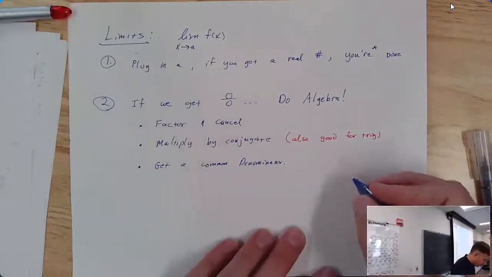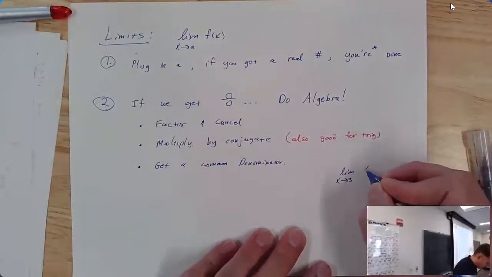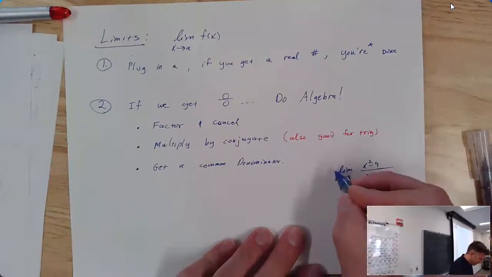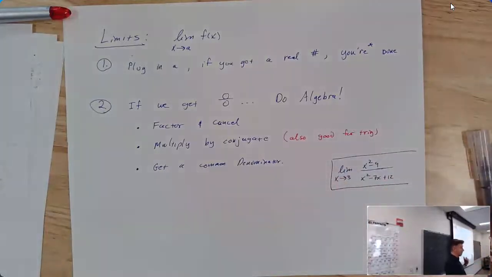For example, if you have the limit as x approaches 3 of x squared minus 9 over x squared minus 7x plus 12, that's totally a 0 over 0 type of limit. If you plug in 3, you get 0 on top, and you plug in 3, you get 0 on the bottom. And so for that 0 over 0 type of limit, you definitely would factor and cancel.